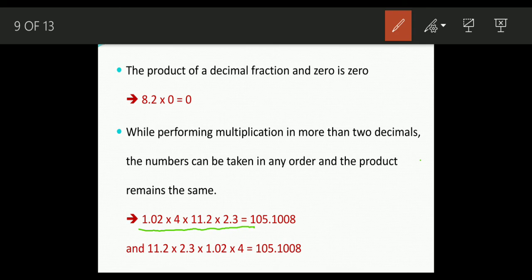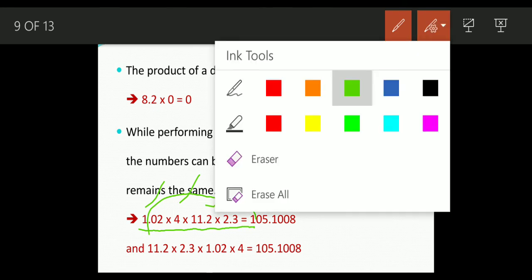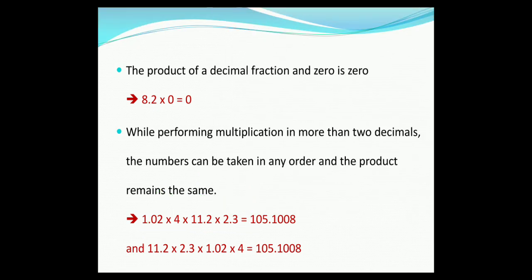105.1008. Now when I change the order of this question, instead of starting with 1.02, I'm going to start with 11.2. So I'm starting with 11.2, then 2.3, then 1.02, and then 4. When I change the order and multiply, still my answer remains 105.1008. Clear?